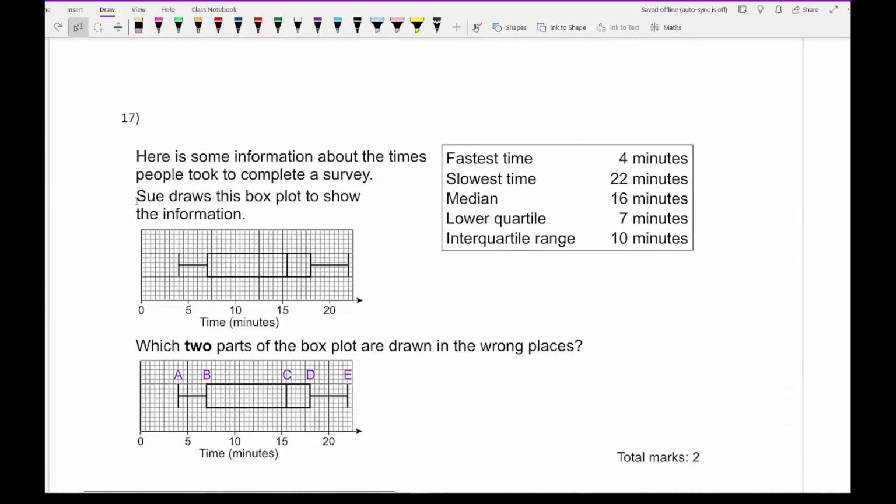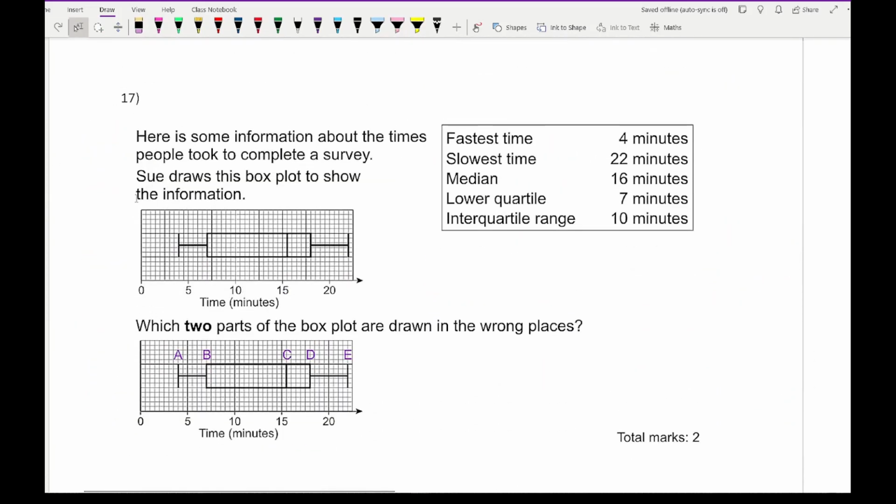Moving on to question 17. We now look at box plots. It says here is some information about the times people took to complete a survey. Zoe draws this box plot to show the information. Which 2 parts of the box plot are drawn in the wrong places? Looking at this, the fastest time is 4, so that's correct.